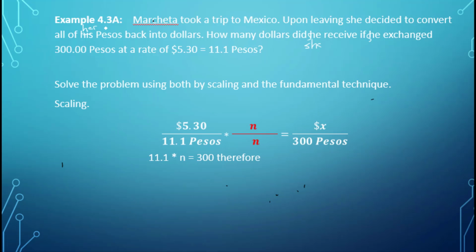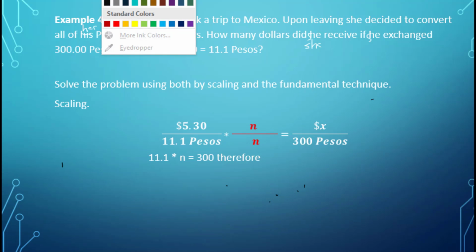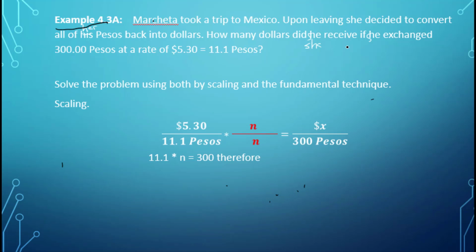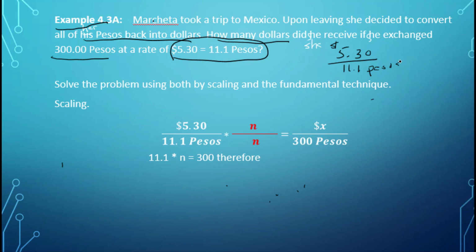So this would be example 4.3a. Use black here. And I had to make a couple changes because it's she. Anyhow, Marchetta took a trip to Mexico. Upon leaving, she decided to convert all of her pesos back into dollars. How many dollars did she receive if she exchanged 300 pesos at a rate of $5.30 equals 11.1 pesos? So here is the rate. $5.30 to 11.1 pesos. So that's our ratio. Now I'm going to do this two ways.